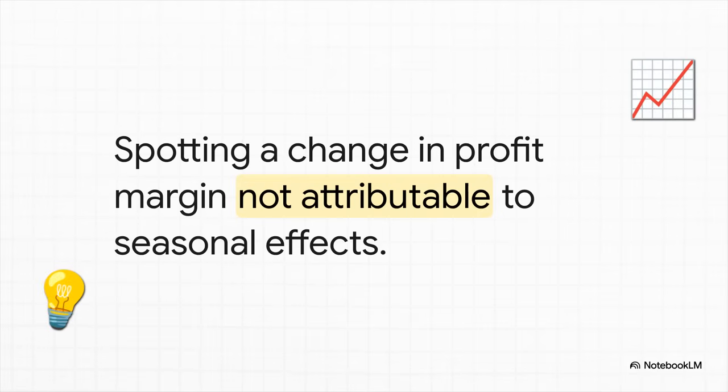Let's make this really concrete. Imagine you're analyzing a company's profit margin. You expect it to fluctuate a little bit with the seasons, but then all of a sudden there's a huge spike or a huge drop that just doesn't fit the normal pattern. That's the anomaly. Anomaly detection automatically flags this for you, so you can investigate why it happened instead of just letting it slide by unnoticed.